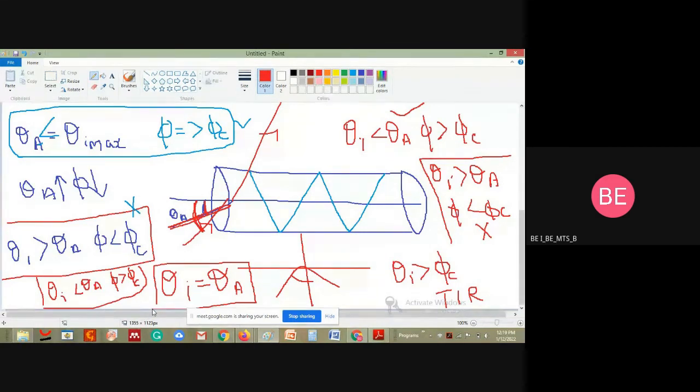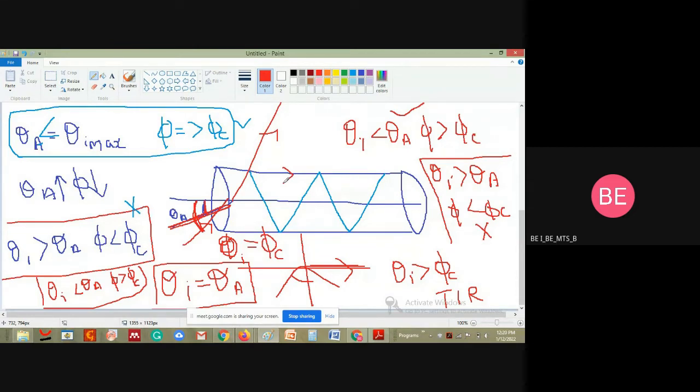No answers. When theta I is equal to theta A, phi will be equal to phi c. When phi is equal to phi c, what happens? Oh my God, you didn't grasp a single concept. So when the angle of incidence is exactly equal to the critical angle, the light will graze the interface between core and cladding. Instead of going total internal reflection, the light will undergo refraction at the core cladding interface.